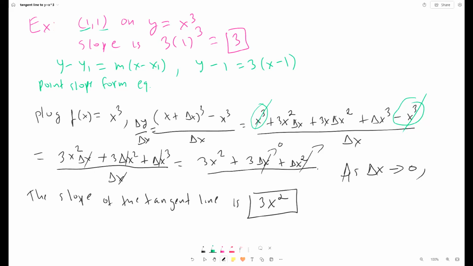Now we try to simplify. That will be y is equal to 3x minus 3, and we move this to the other side, that will be plus 1. That will be y is equal to 3x minus 2, and that will be our final equation. y is equal to 3x minus 2. That will be our equation of the tangent line.